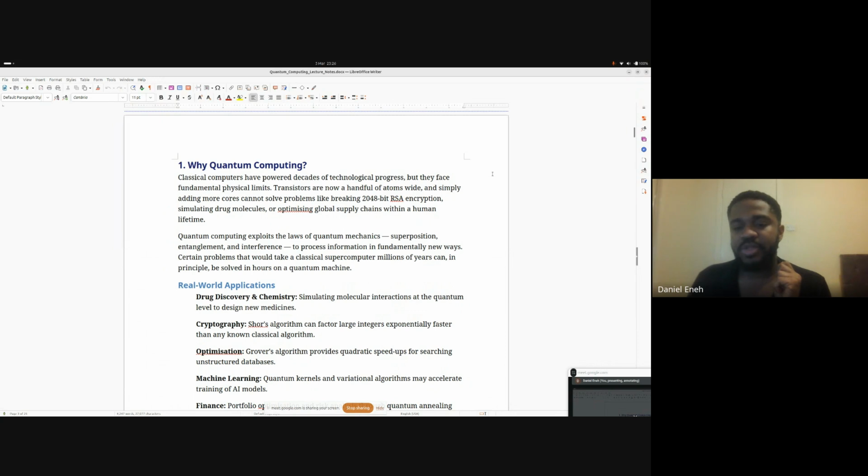It comprises 3 major things which you must know: superposition, entanglement, and interference. We're going to understand what that means. Superposition means that in normal digital computing, you can have either a 1 or a 0. But in quantum computing, a state can exist as 1 and 0 at the same time. So there's a probability of it being a 1 and a 0 at the same time.